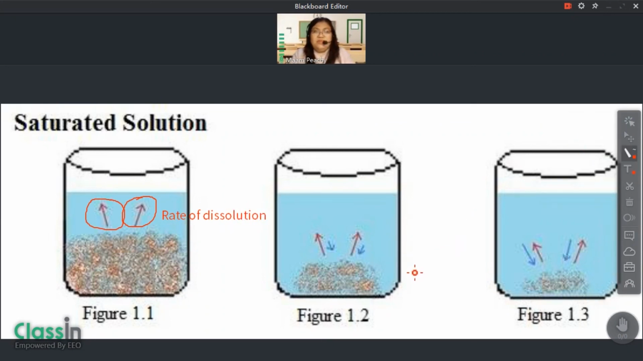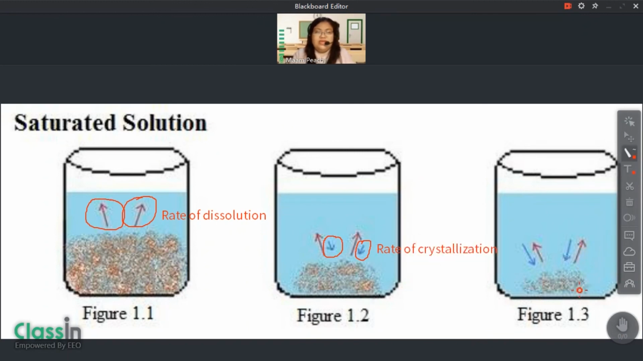In figure 1.2, much of the solid solute has dissolved but not completely, because the process of crystallization, represented by the blue arrows, has begun. So the blue arrows represent the rate of crystallization.